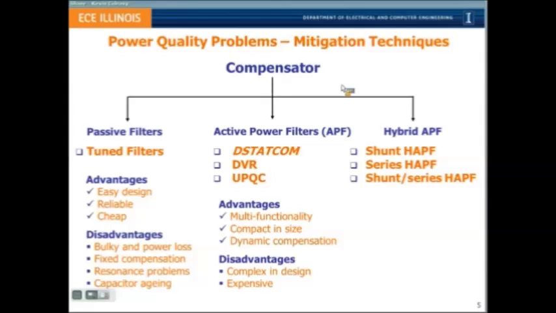There are three main power filters. One is called a D-StatCom, which is a distribution static compensator, which takes care of the problems in the shunt, by which I mean current related problems, power factor improvement, load balancing, and harmonic elimination. DVR is more a voltage-based technique, which is used to compensate voltage sag and swells.